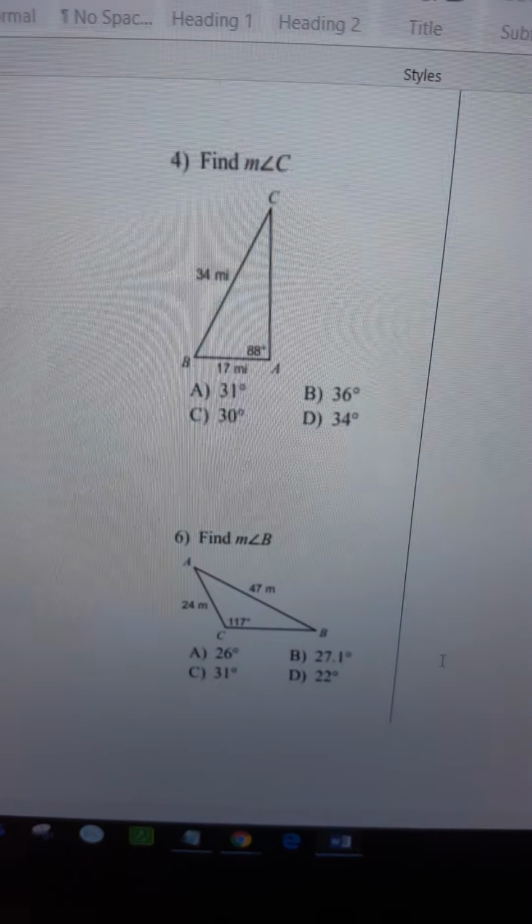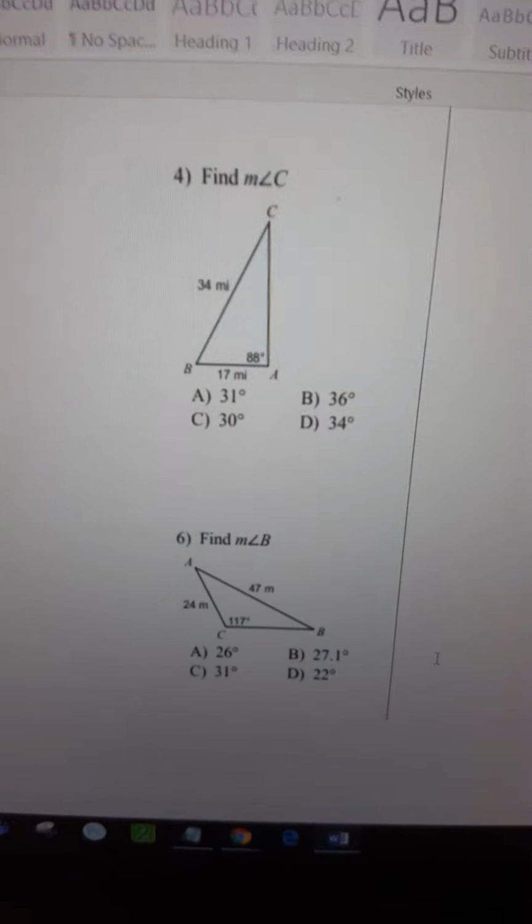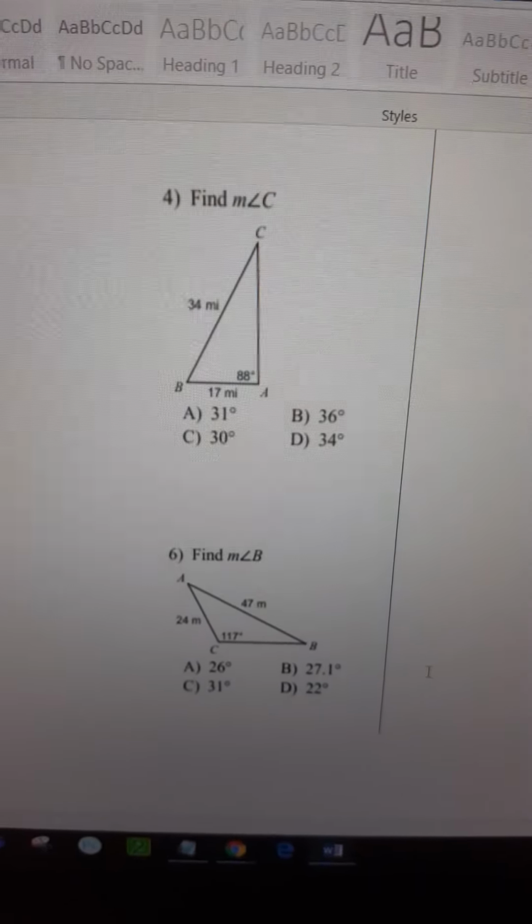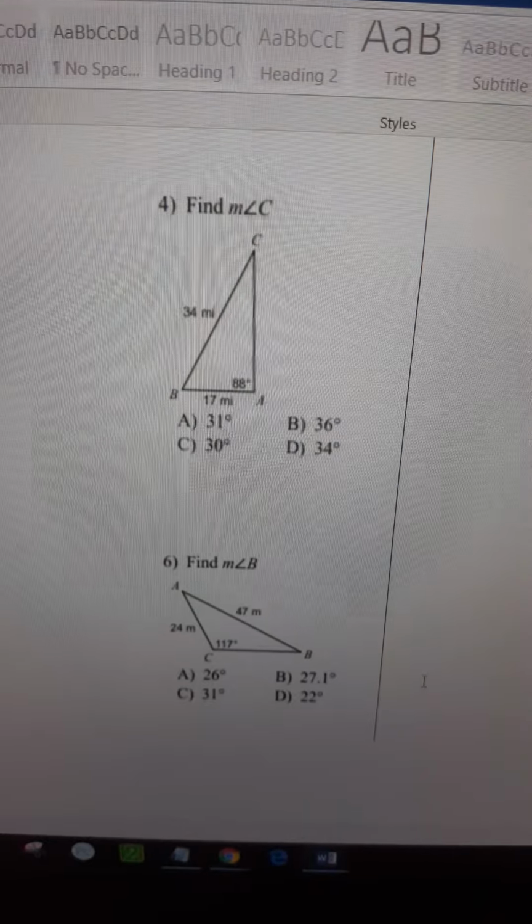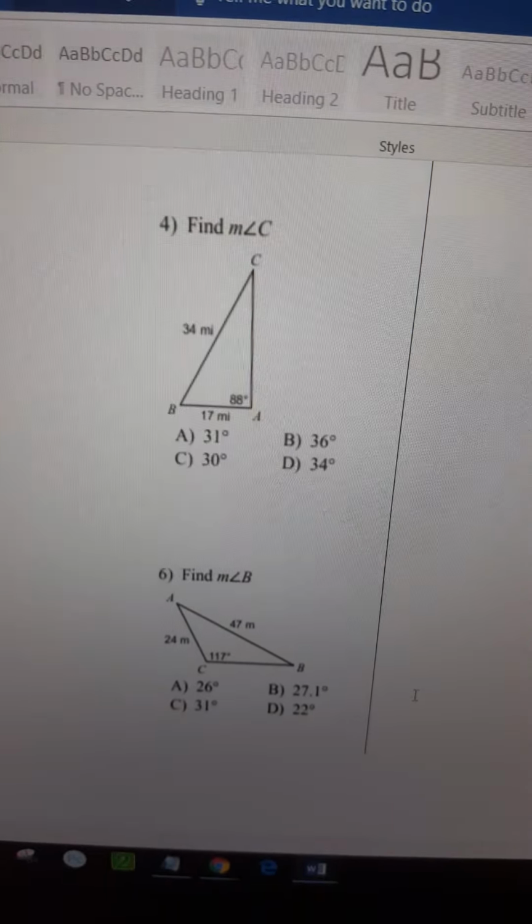So that's just coincidentally about the same answer that we got on number 1. It's not the exact same answer. But at number 4, 30 degrees is going to be answer choice C.